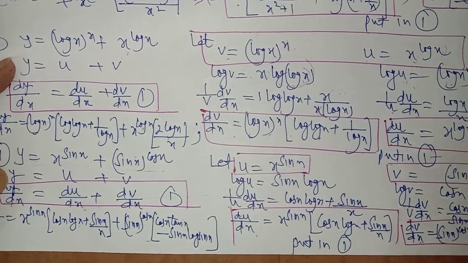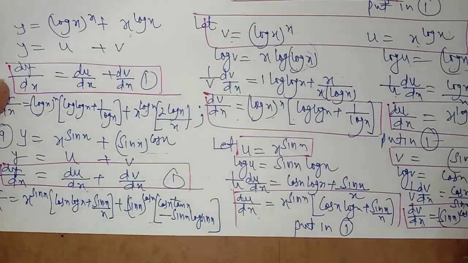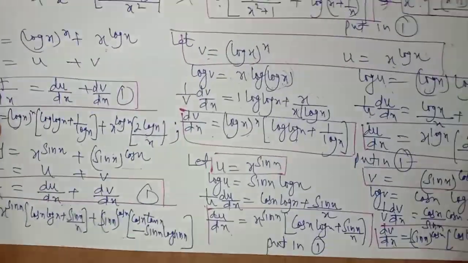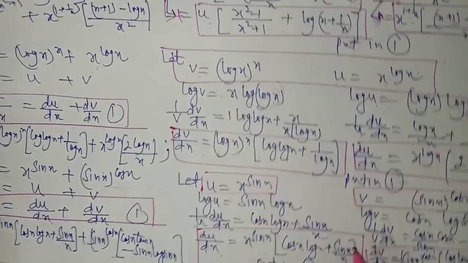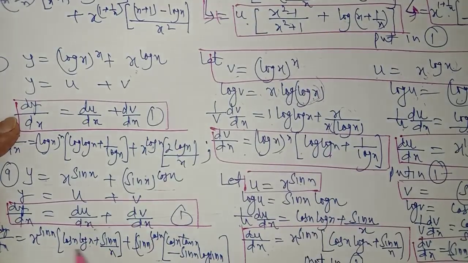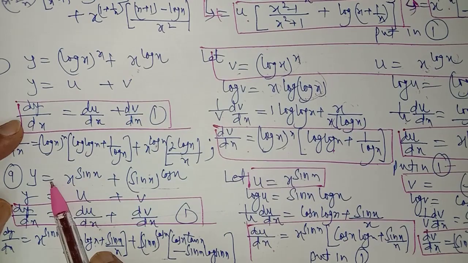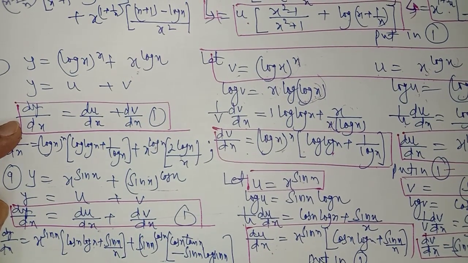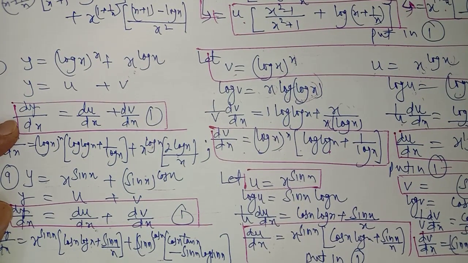So these are the questions we have done by taking the logs of individual terms and differentiating them individually, and putting the values of du upon dx and dv upon dx in the original function to get the derivative of y, which is equal to du upon dx plus dv upon dx. So we have discussed many questions by taking the logs. You should have a good command over these types of questions, and we'll discuss the remaining questions in the next lecture. Thank you.